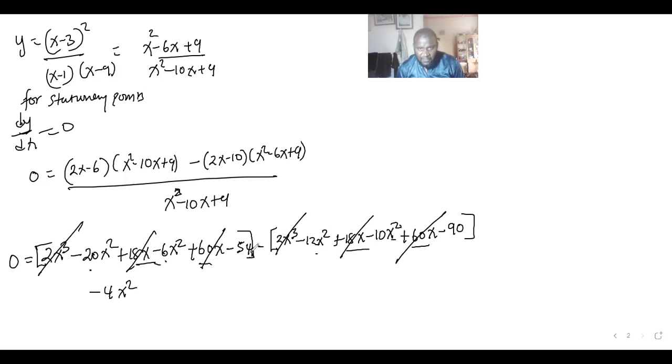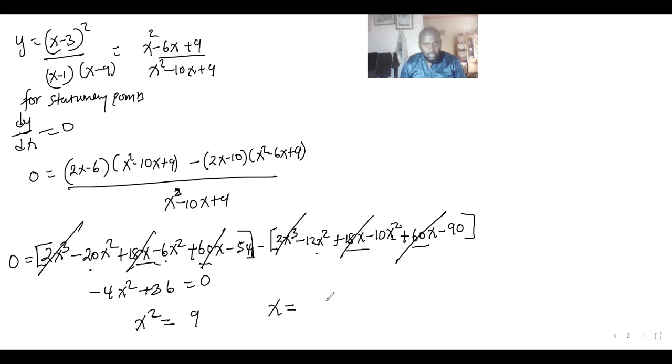Lastly, we have a negative 54. We have a negative 90. 90 minus 54, the answer is 36, isn't it? I think the answer is 36. So plus 36 is equal to 0. So x squared is equal to 9.